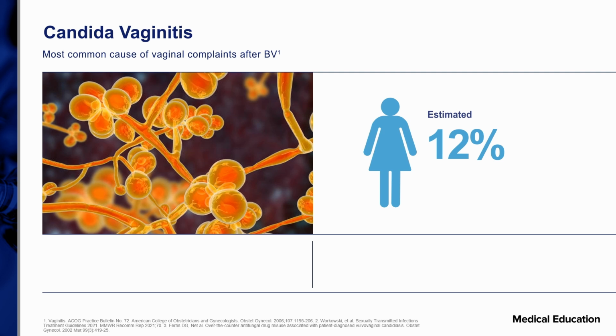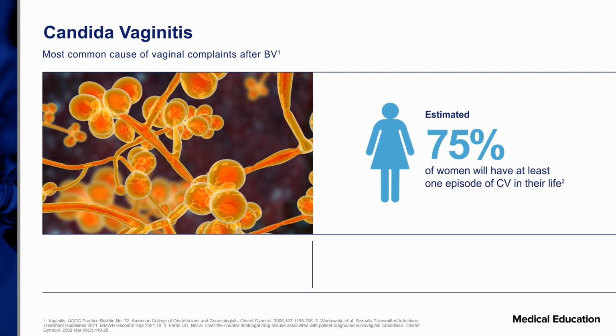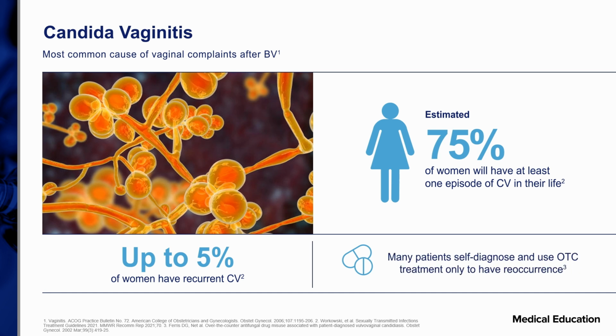With regards to its epidemiology, an estimated 75% of women will experience at least one episode of Candida vaginitis in their lifetime, with about 50% of individuals having a second episode, and 5% or so will have recurrent Candida vaginitis, which is defined as 3 or more episodes in a year. Candida vaginitis is also one of the most common conditions that are self-diagnosed, for which over-the-counter treatment is available, but misuse and overuse of antifungal therapy has been shown to be associated with a high recurrence rate as well.